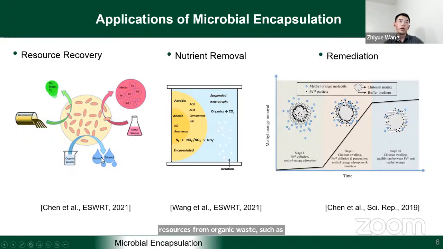So with encapsulation, anaerobes can be used to recover resources from organic waste, such as industrial wastewater and municipal wastewater, converting all this waste organic to valuable products, such as methane and hydrogen. At the same time, it will provide protection to them against the common inhibitors that exist in industrial wastewater. For example, heavy metals and other inhibitors that are commonly co-occurring with the organic waste substances.